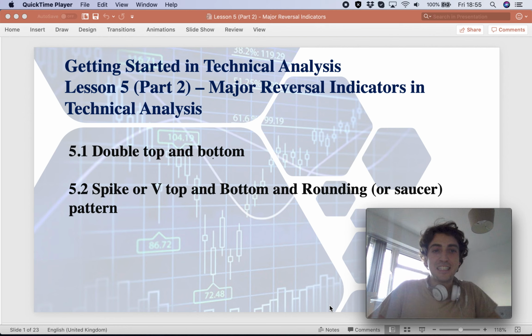This is the second part of lesson 5 on major reversal indicators or patterns, in the Getting Started in Technical Analysis course.